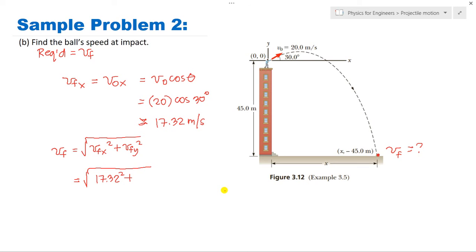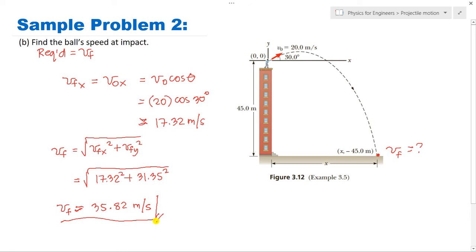So again, ito yung ano natin. This is approximately equal to 31.35, pala yung velocity natin ng y. So 31.35 squared. So ang atin palang final velocity is, we square root 17.32 squared plus 31.35 squared. The final answer is approximately equal to 35.82 meters per second. Therefore, this is the velocity of impact.